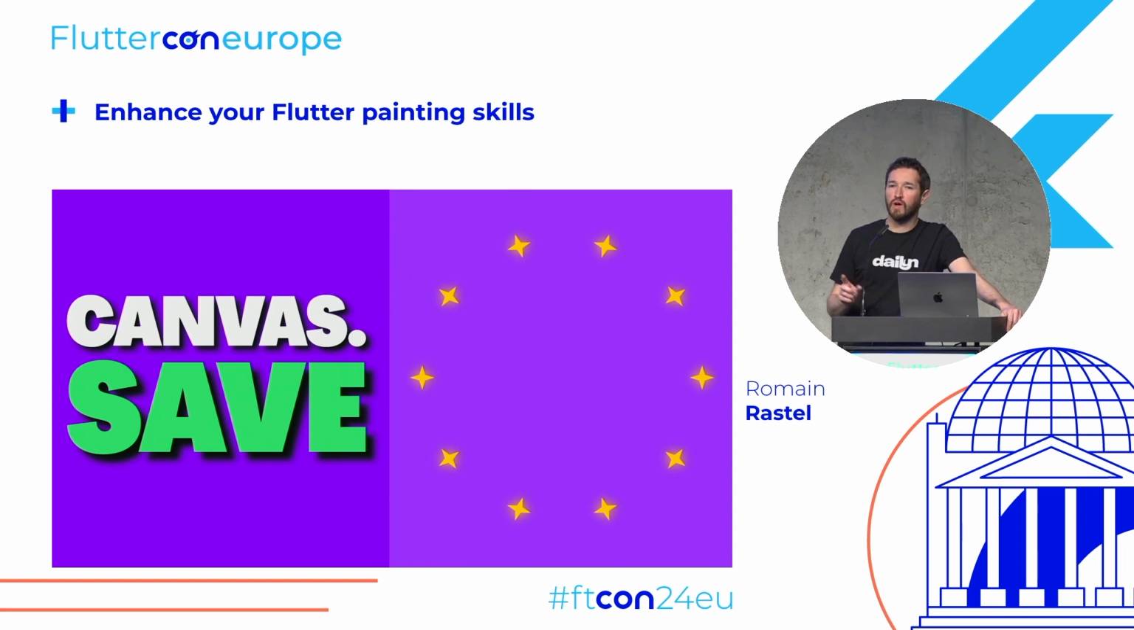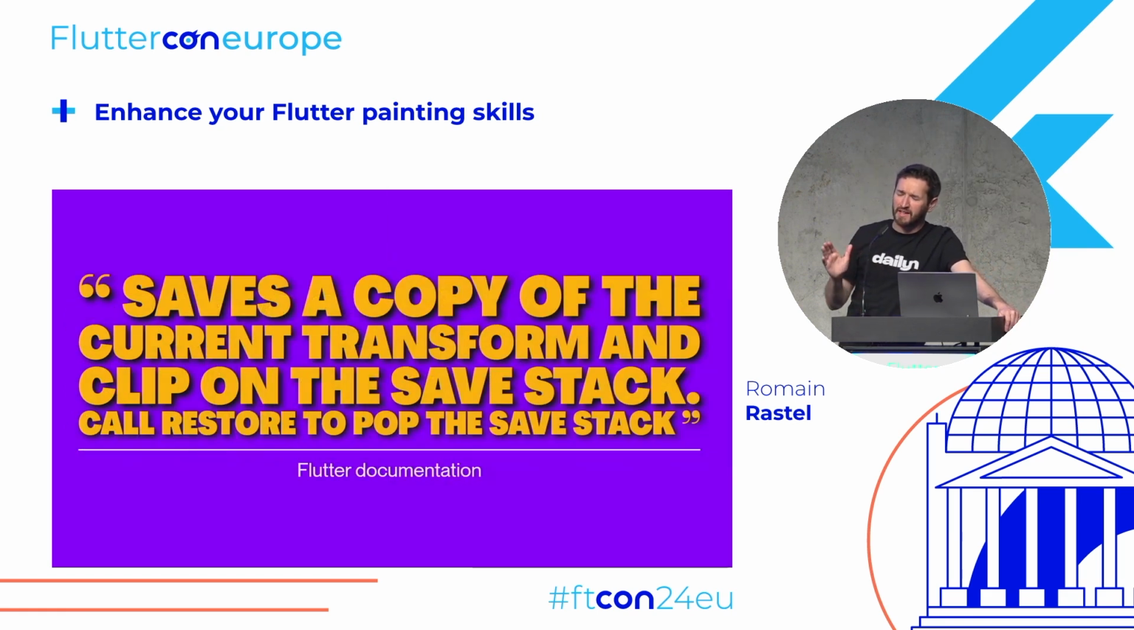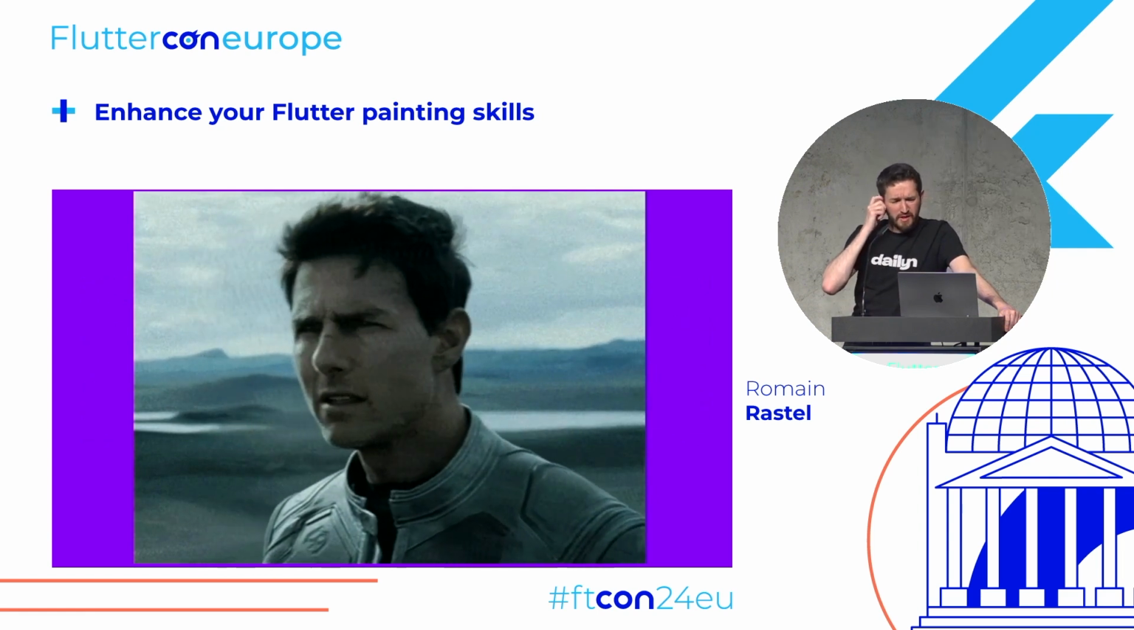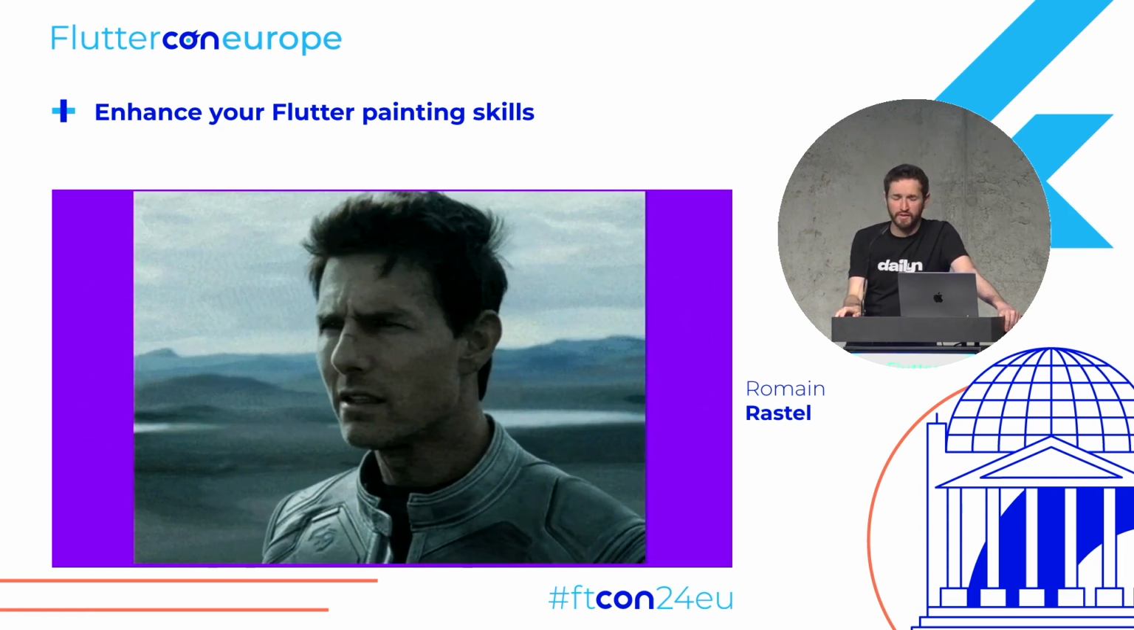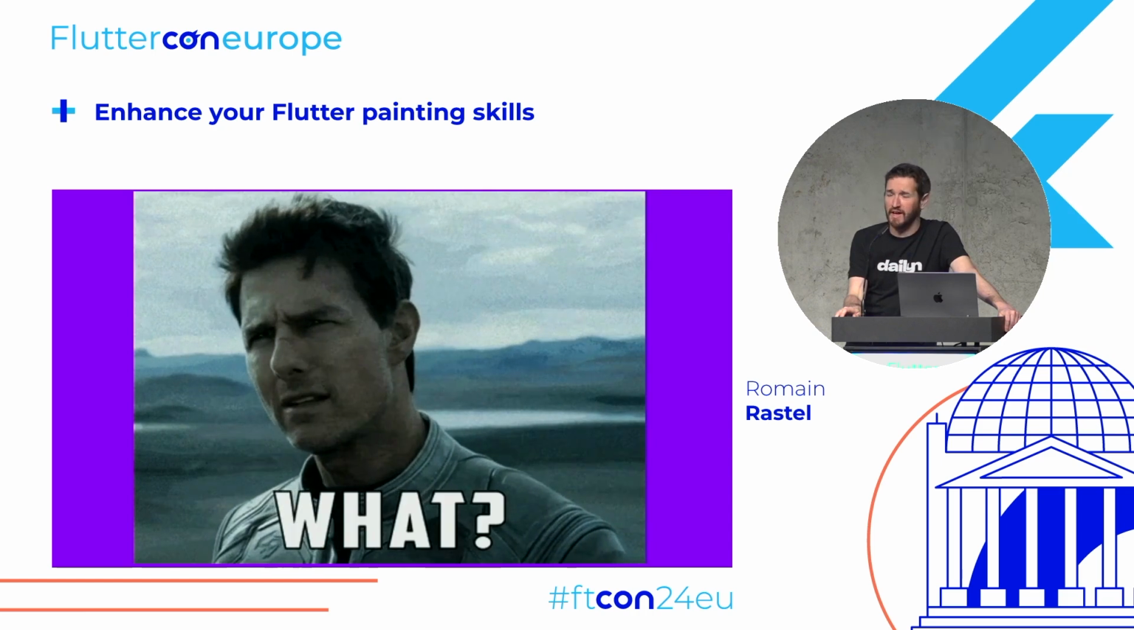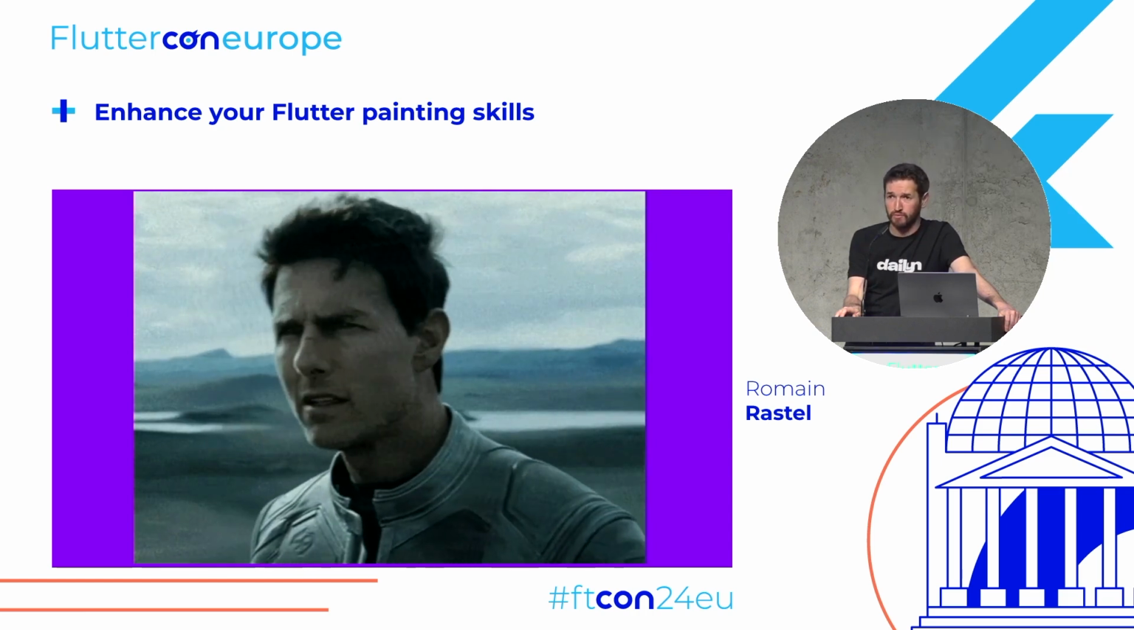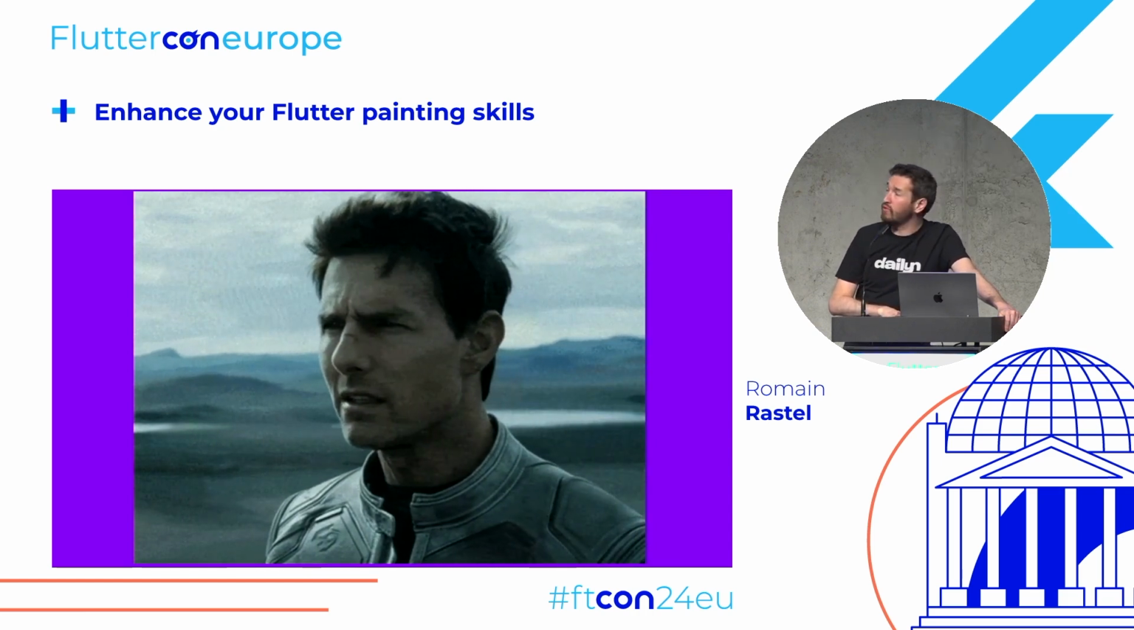Raise your hand if you have ever used the save method before. Yeah, not a lot of people, so I think those who don't use it, you will learn something. So let's look at the Flutter documentation first. It says that it saves a copy of the current transform and clip on the save stack, and then call restore to pop the save stack. Well, when I first read this documentation, I didn't really understand what it was supposed to do. Let's see an example of what's going on here.